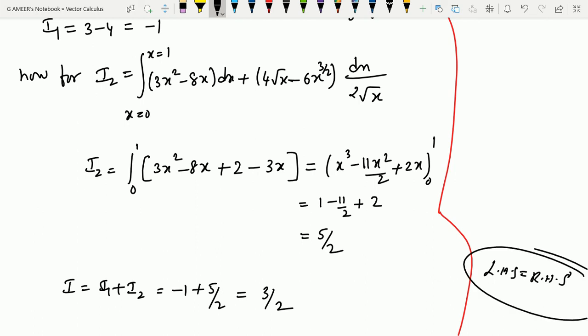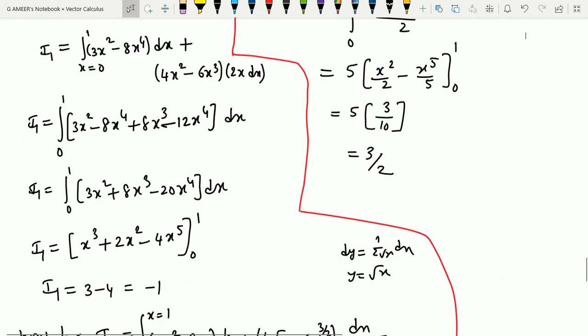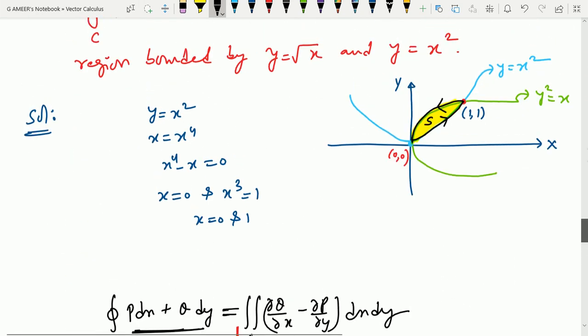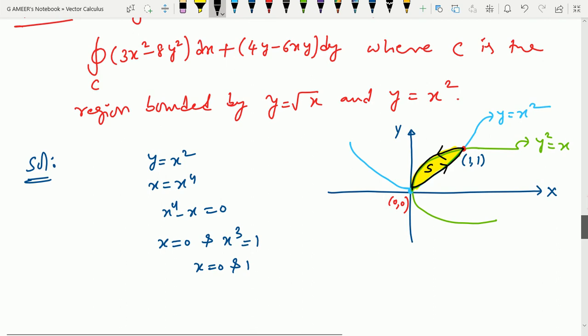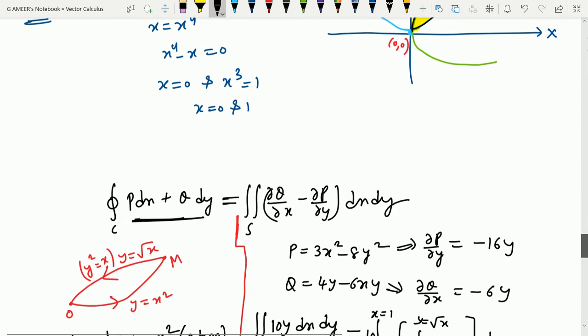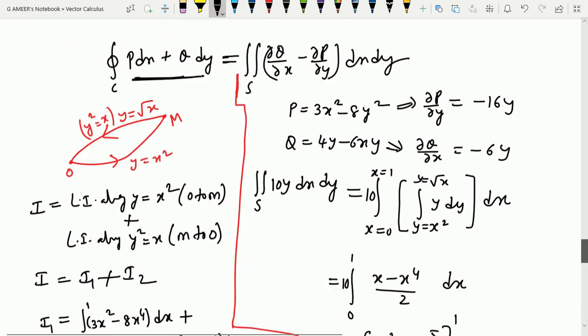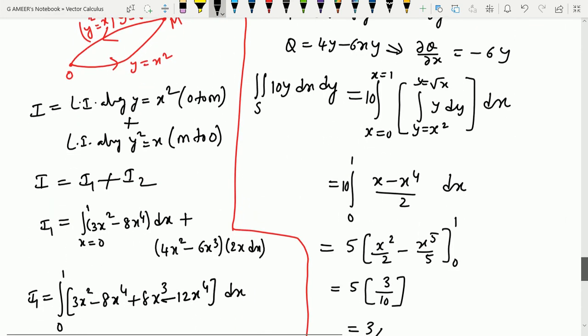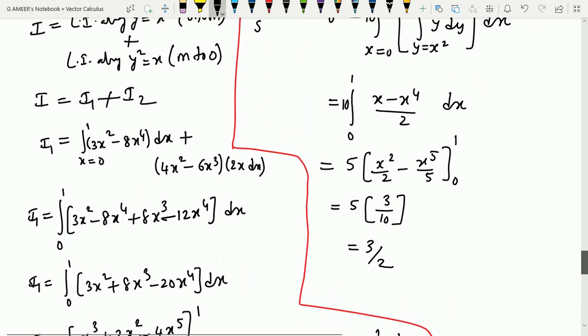That is actually what we initially set out to do. We need to verify the theorem. As we need to verify the theorem, this is the curve and everything we have taken. The RHS we calculated directly, and I got the answer 3 by 2.